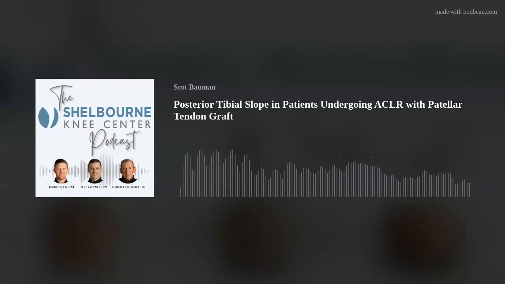So other authors have even talked about slope decreasing osteotomies to cut the proximal tibia, decrease the proximal tibial posterior slope in order to protect the ACL graft and keep it from re-tearing.